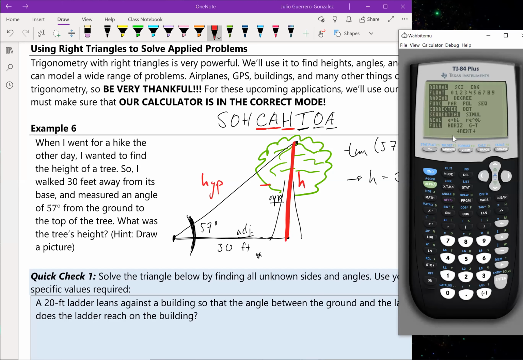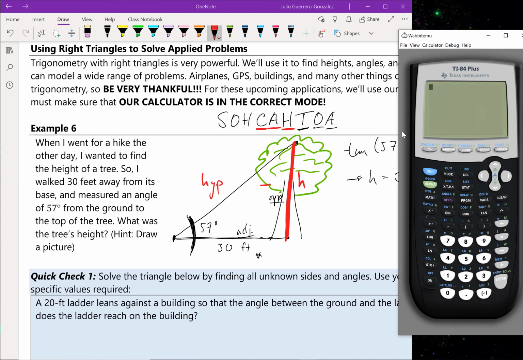So if you go here into the mode button, let me scroll down. I know it's here. Oh, I passed it. You have these two options right here. You have radian and you have degree. In this case, I need it to be in degree mode because the information that's been given is in degrees. So I'm going to switch it to degree mode, and quit.